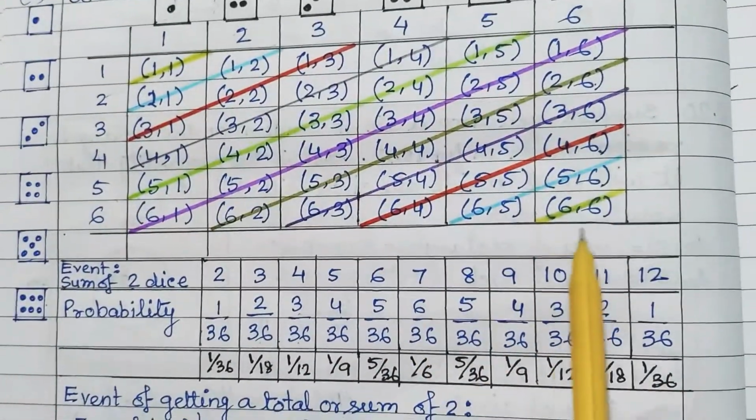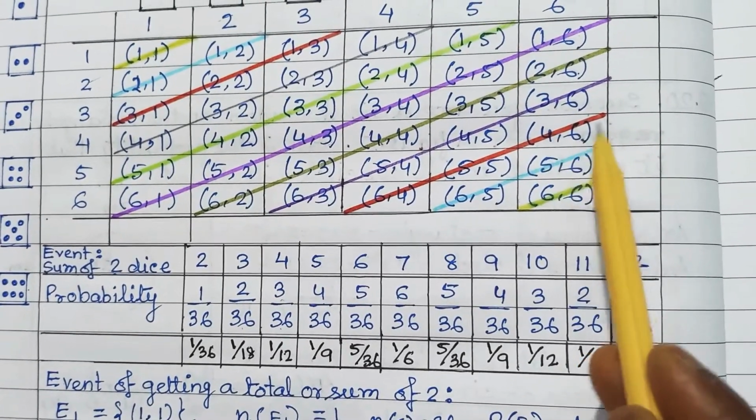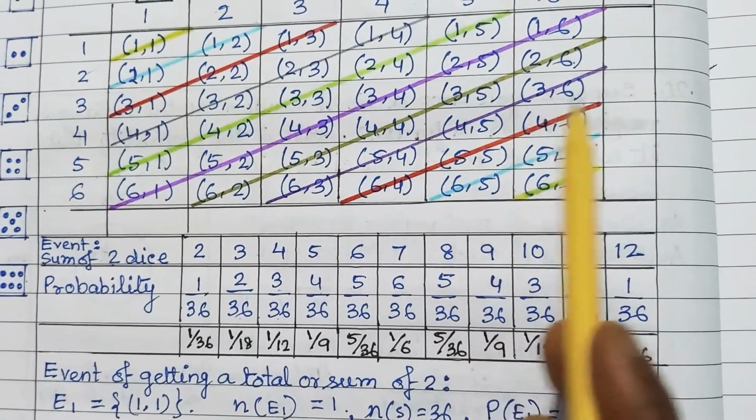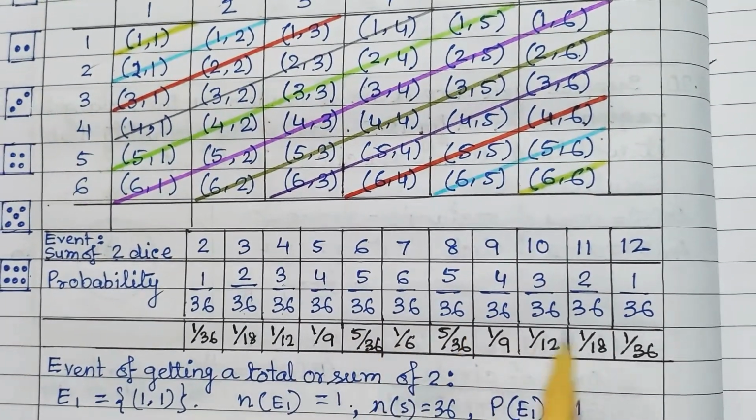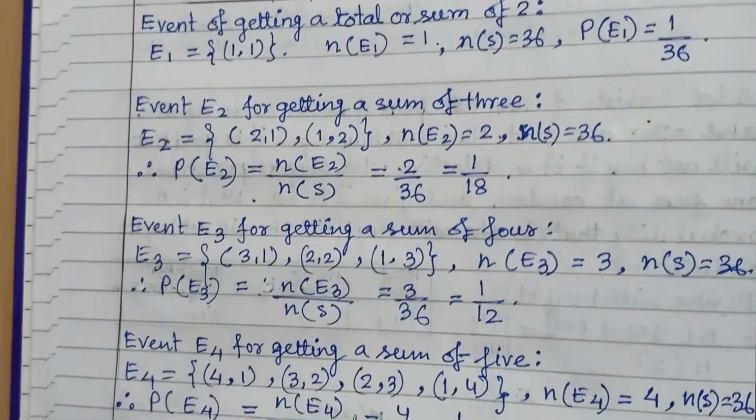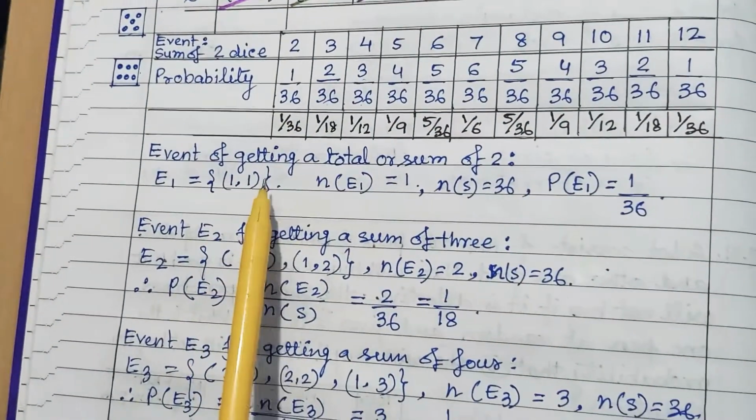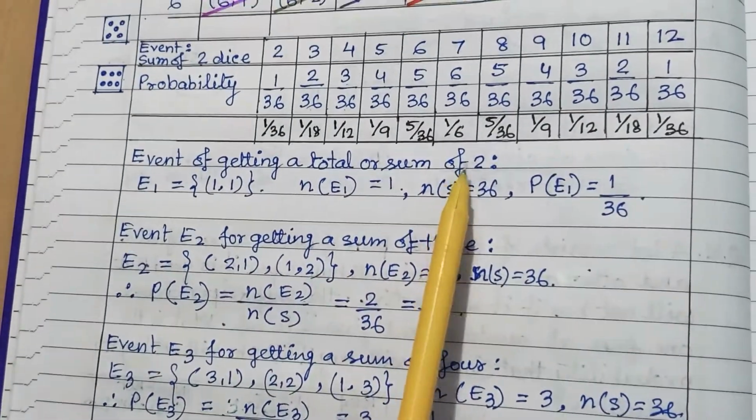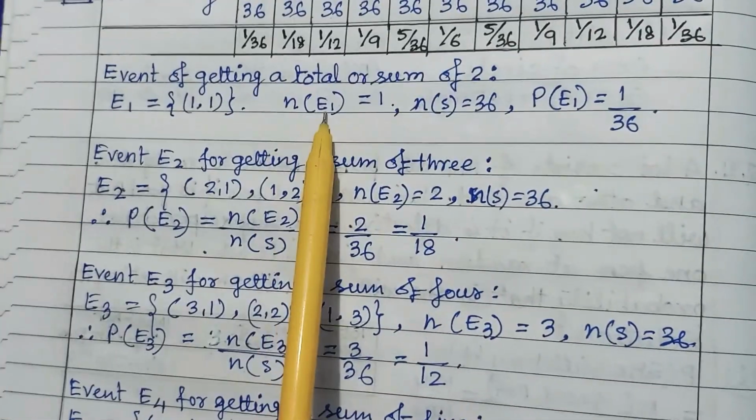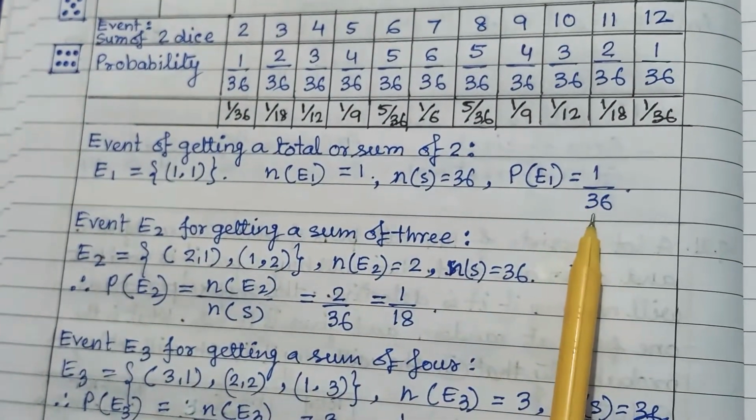All these numbers. When sum is 4 plus 6, 10, so these 3 numbers will be. In a diagonal way you have to select the numbers. When I have done the calculation, then I have filled this box. So the event of getting a total sum of 2, the event is 1 1, and the number of events is only 1, this pair, so it is 1 upon 36.